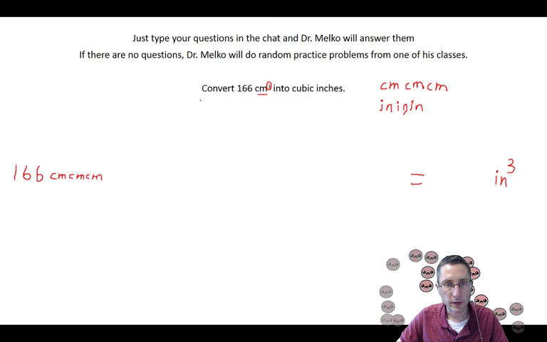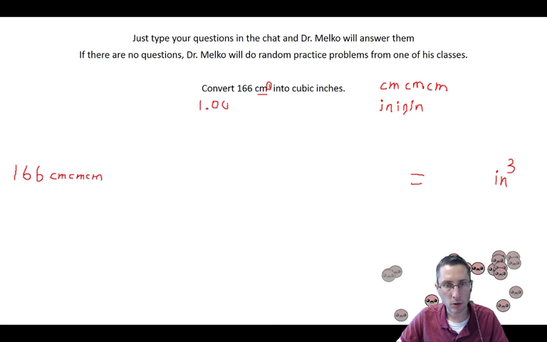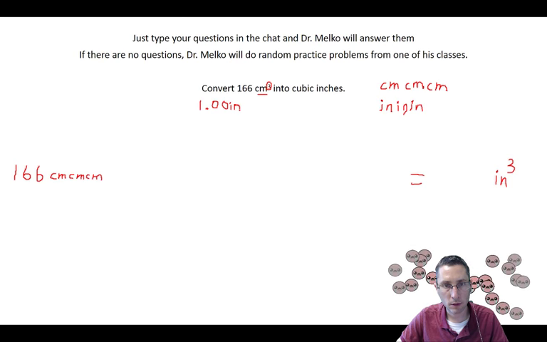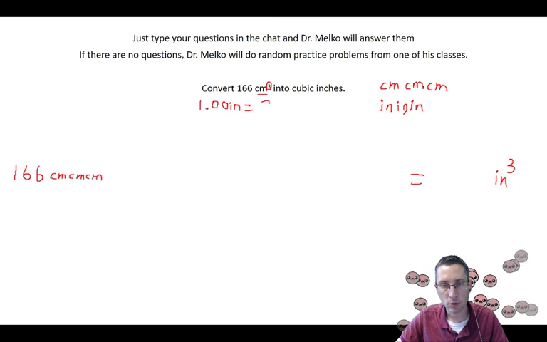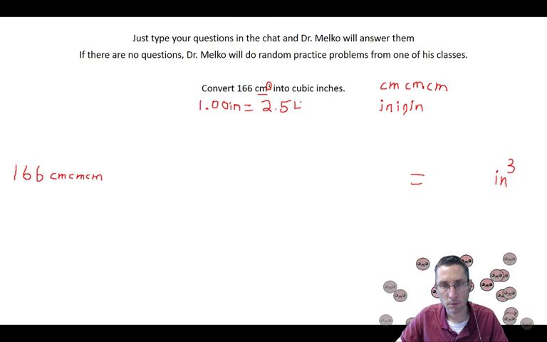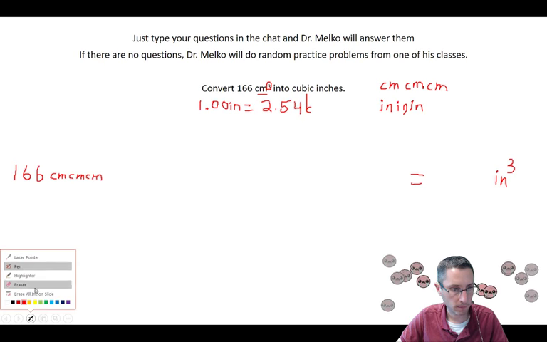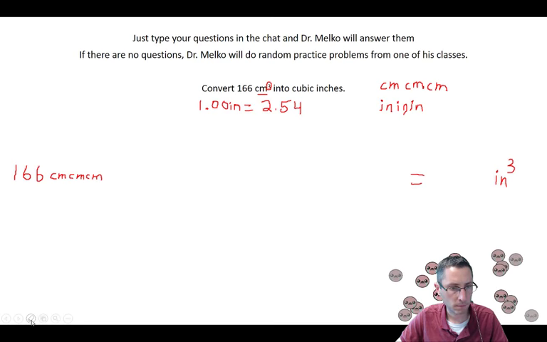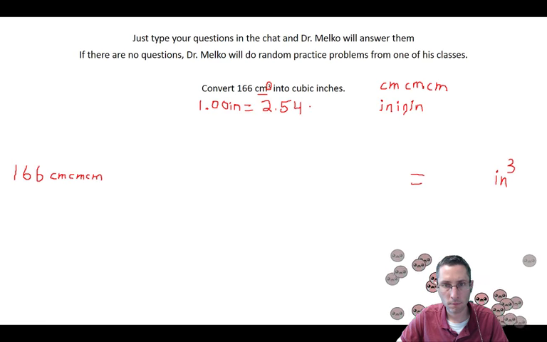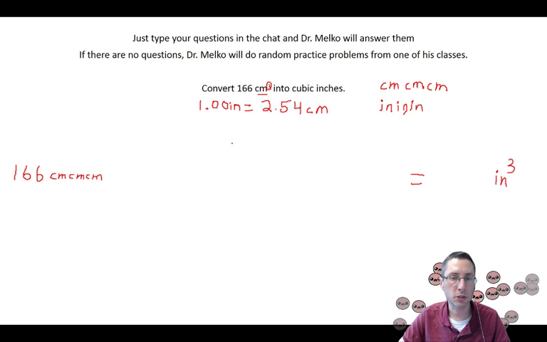I have to also provide for you here, although I forgot to in this case, the unit equation for this metric English relationship. And that is 1.00 inch equals 2.54 centimeters. Okay, so that's the metric English relationship I'll need.